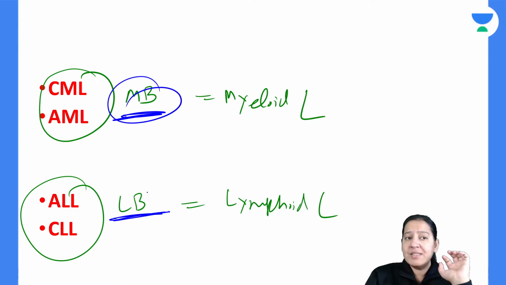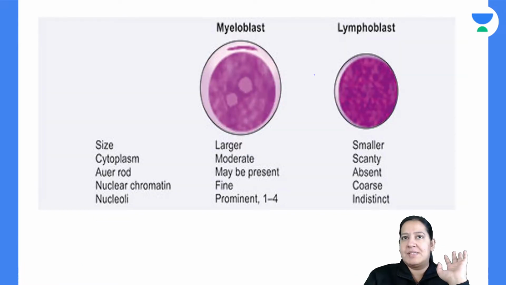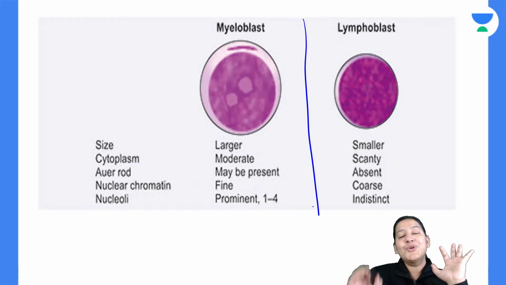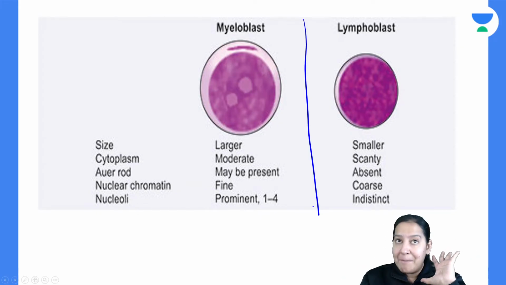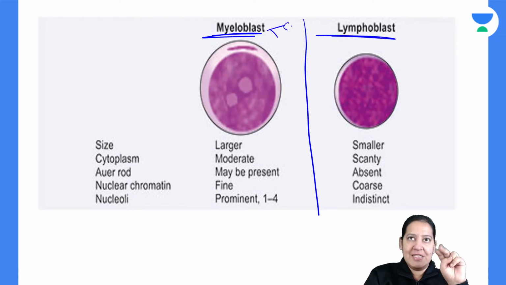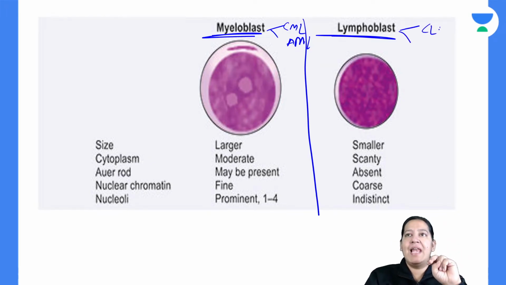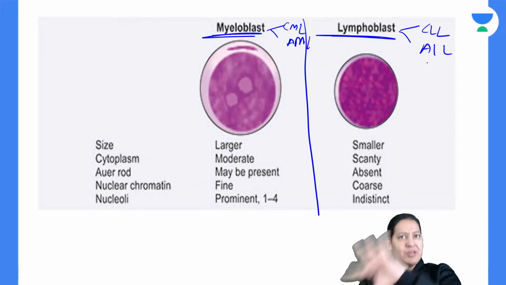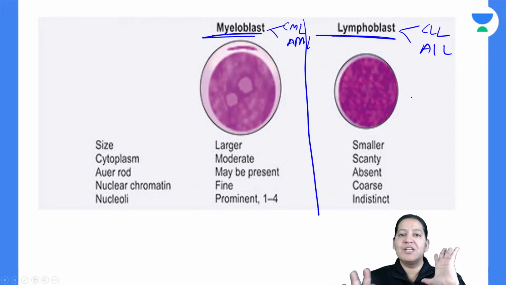So what is the difference between the two cells? See the diagram of both of them. You should be able to identify whether the blast shown in the image is a myeloblast or a lymphoblast. If it is a myeloblast, you have two options, CML and AML. Now, what is the difference between them? I will come on that. And if you have lymphoblast, again, you have two options, CLL and ALL. I will come on that also. First, understand the difference between the two types of cells.